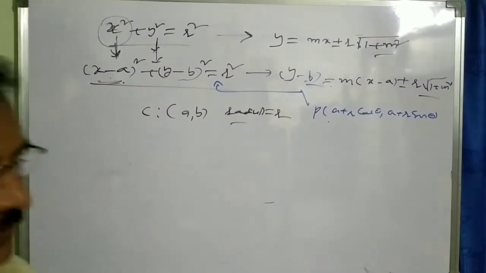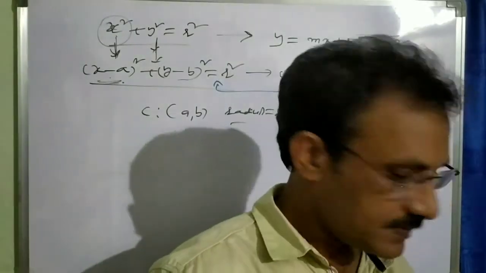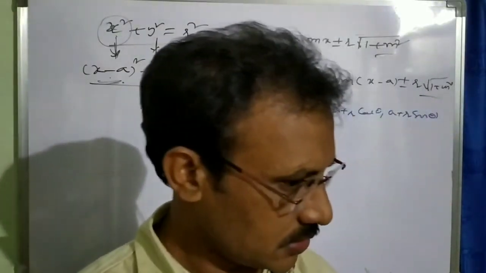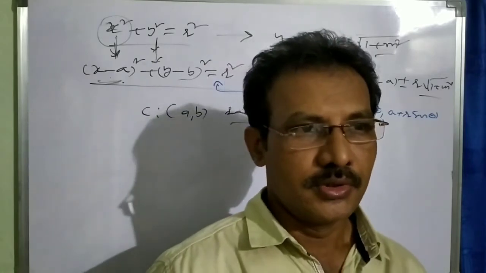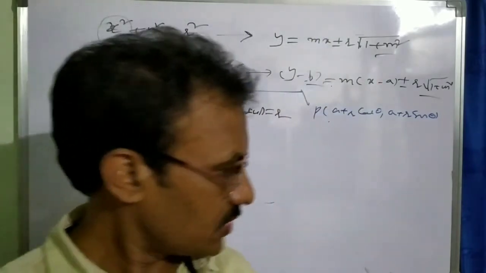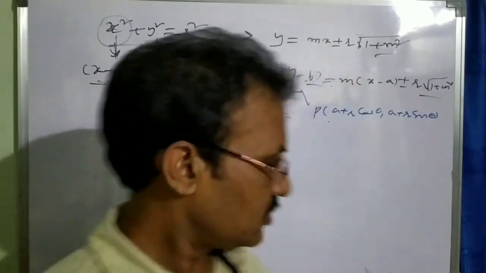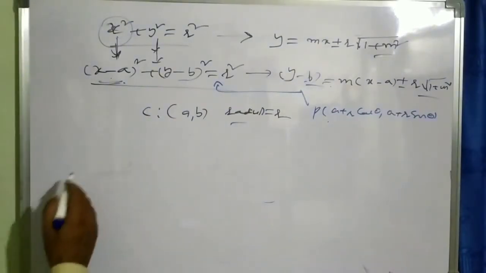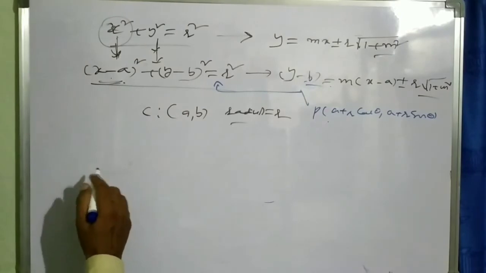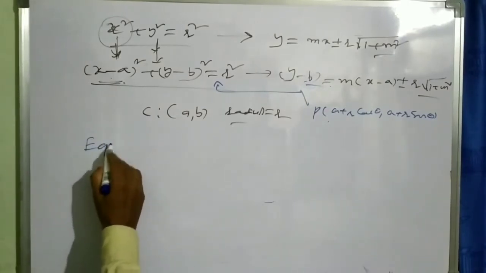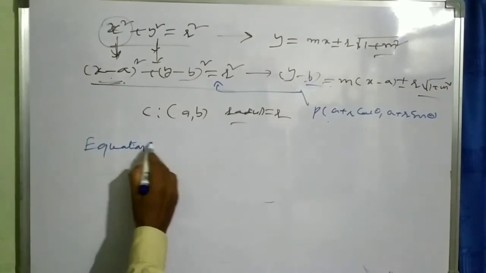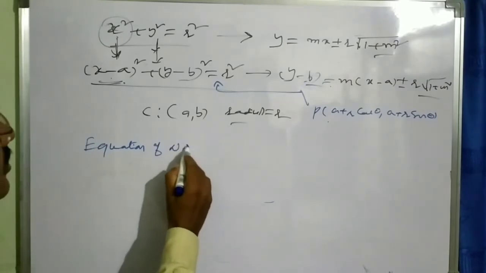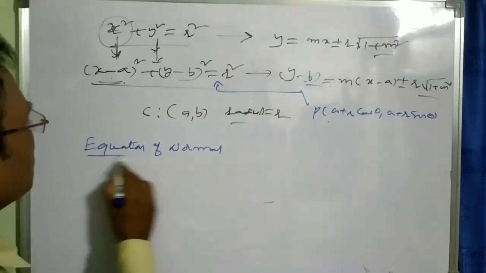Okay. Next one is talking about the tangent equation. Let's talk about the normal equation. Normal, what is a normal? Already we discussed the normal. So, equation of the normal. What about the equation of the normal?